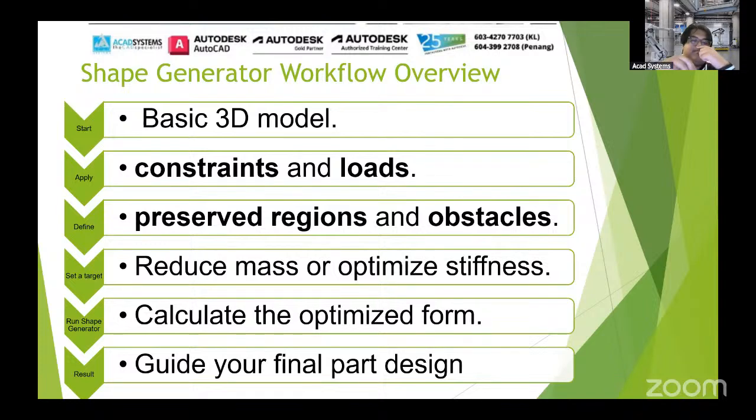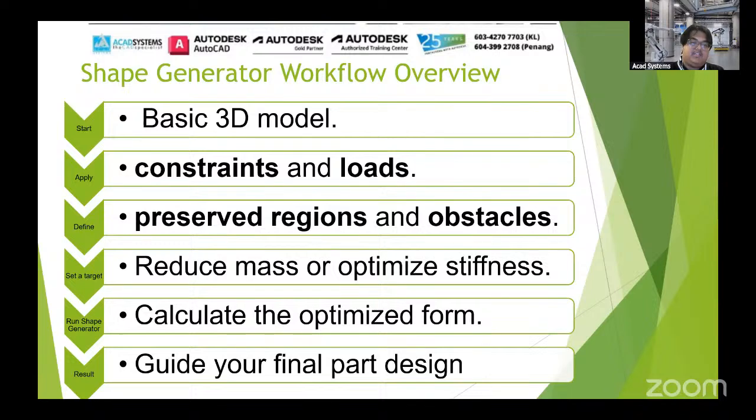Preserved regions are parts of the model where you want to keep it. For example, just now we were talking about the screw holes. Obviously, the mounting screw holes are where you mount your parts to other parts. So we want to keep them. We don't want the AI to remove those parts. So we can use the preserve regions function to make sure that it doesn't go away, it doesn't move. And also different types of obstacles, parts that you don't want to be removed.